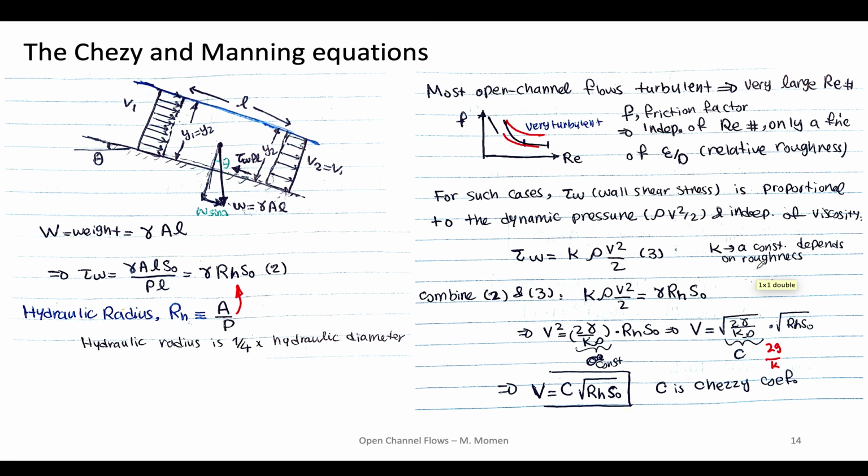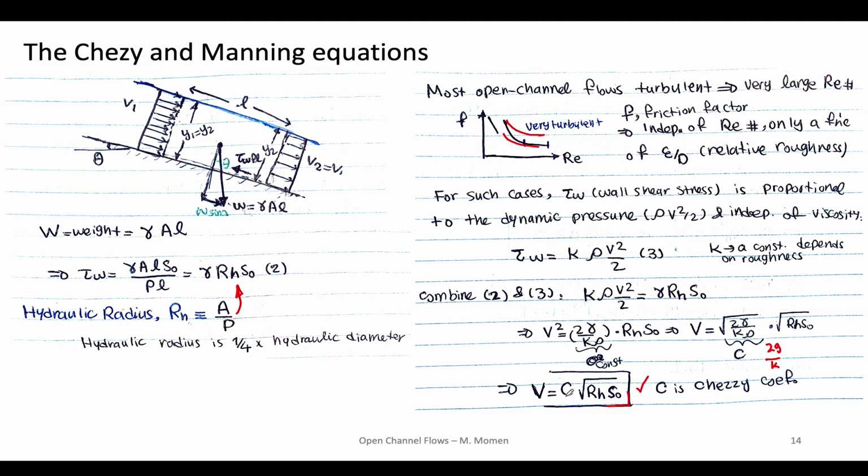And for the gravitational constant, we usually take it as 9.81. So it's only dependent on the roughness of your channel. This is what we call the Chezy coefficient. And we can write this equation as this. So this is going to be our final equation for a uniform flow.